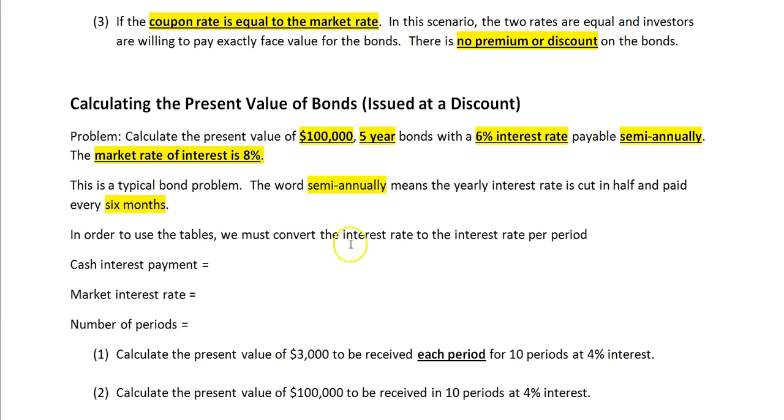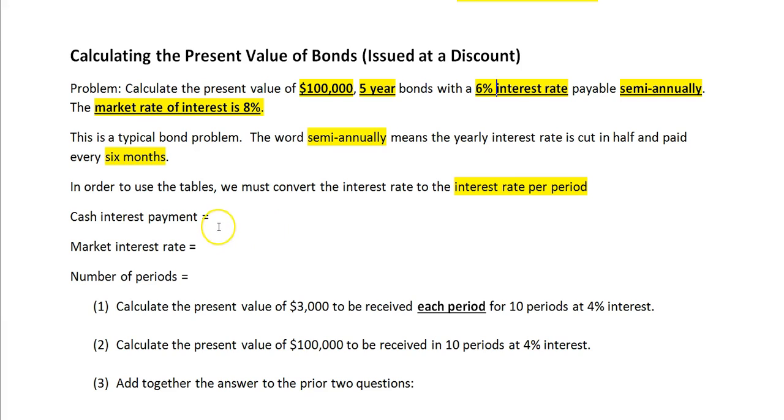So in order to use the tables, we have to convert the interest rate to the interest rate per period, right? We can't use the 6 and the 8. We have to get the interest rate per period. We basically just divide them by 2.